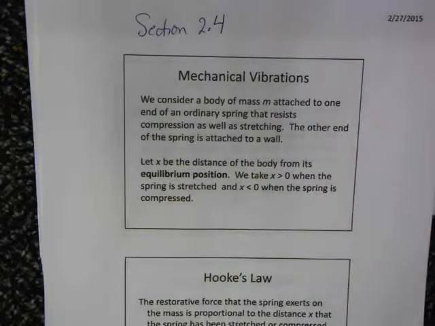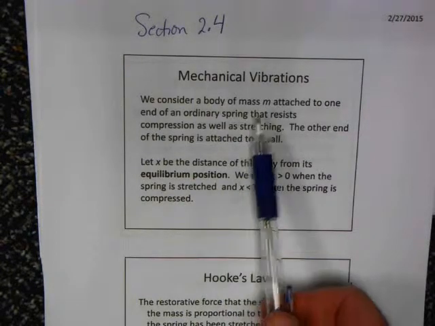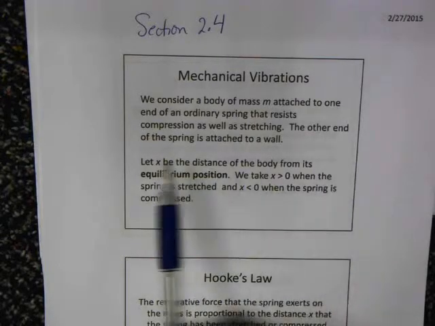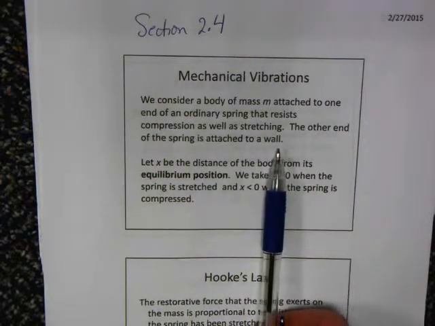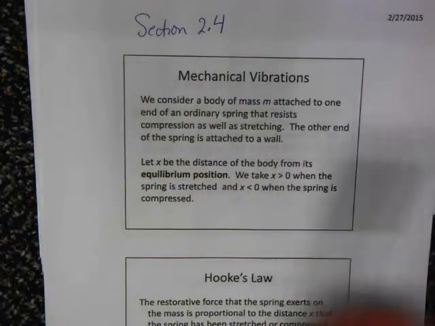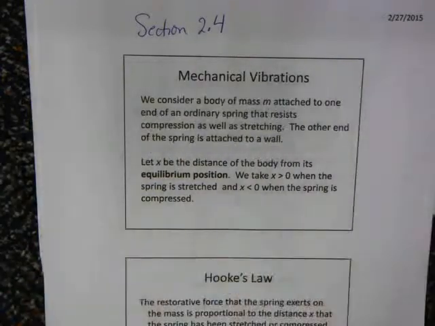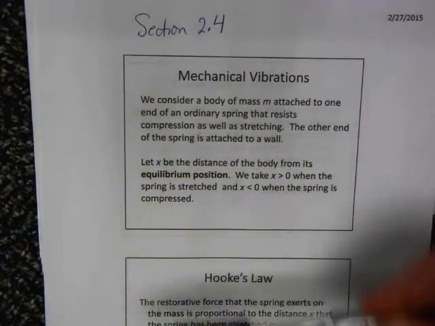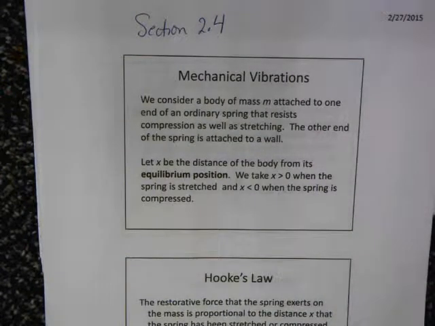All right, so this is section 2.4. This is called mechanical vibrations. We consider a body of mass m attached to one end of an ordinary spring that resists compression as well as stretching. The other end of a spring is attached to a wall. So what they're considering in the book is that the spring is moving back and forth, left and right, across a frictionless surface. The one I did in demonstration, of course, moved up and down. But same thing happens. You get the same pattern.